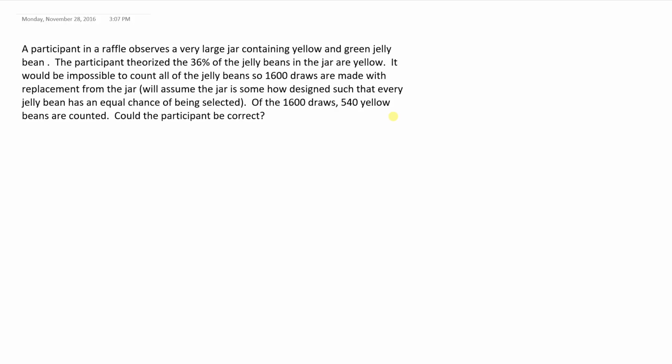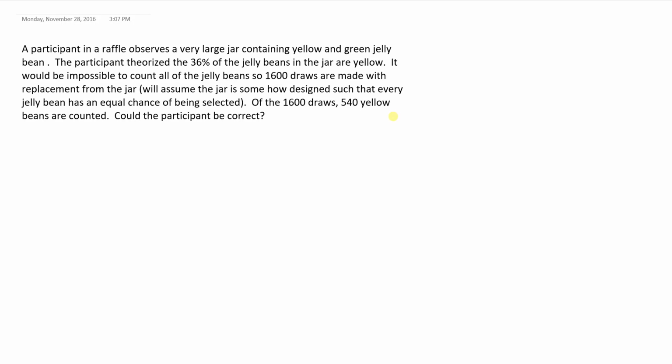Now this jar is so large, it would be impossible to count all of the jelly beans. So they decide to draw 1,600 jelly beans, and this is done with replacement from the jar. And we're going to assume here that every jelly bean in the jar has an equal chance of being selected. Of the 1,600 draws, 540 yellow jelly beans were counted. Could the participant be correct?